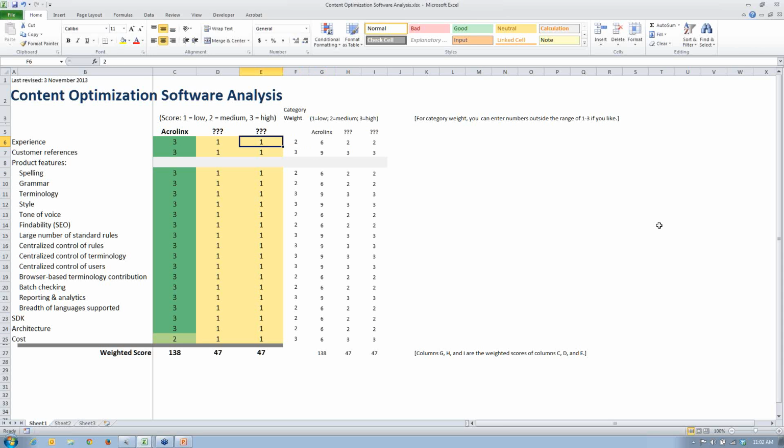So you don't do anything in these spaces. You put the scores in here. So whoever you want to compare us against, then you put their numbers in, and then this gives you a quantitative way to show why Acrolinx. So very simple. That's all there is for that.